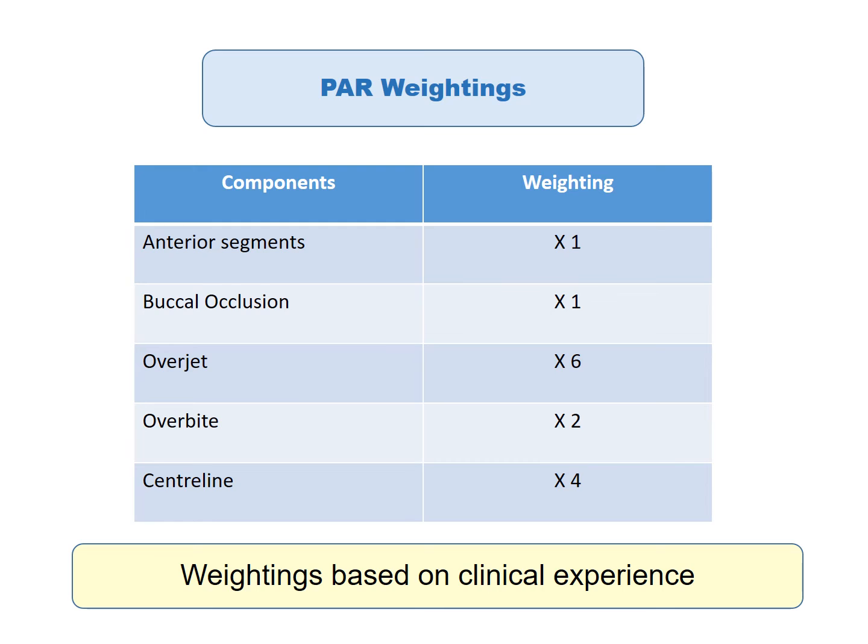Now, this table shows the PAR weightings, and you can see the overjet is given the biggest weighting, which is a multiple of 6, followed by the center line, which is a multiple of 4, and overbite, a multiple of 2, whereas the anterior segments and the buccal occlusions are multiplied by 1. And these weightings are based on clinical experience.